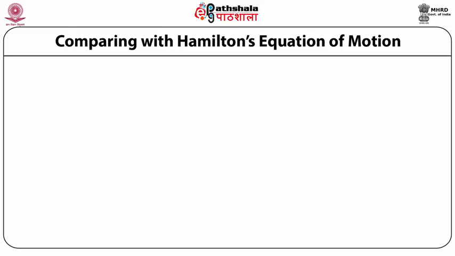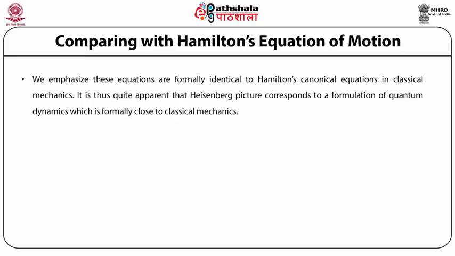Comparing with Hamilton's equations of motion, we emphasize over here that these equations are formally identical to Hamilton's canonical equations as defined in classical mechanics. It is thus quite apparent that the Heisenberg picture corresponds to a formulation of quantum dynamics which is formally close to the corresponding formulation in classical mechanics.